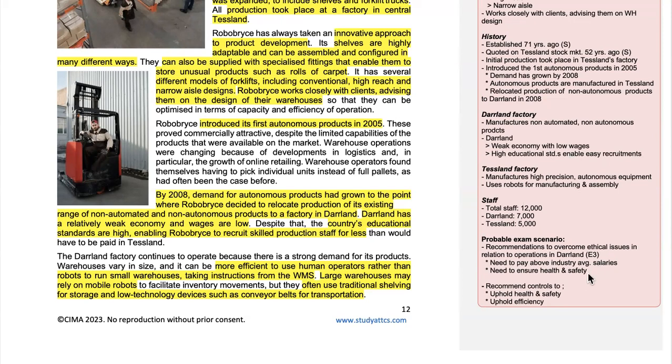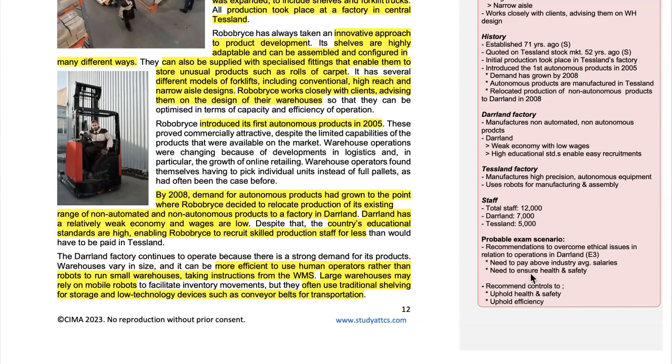So if we are to run the business in an ethical manner, we need to pay above industry average salaries. When developing your answers, if a certain scenario such as this is thrown at you, you have to make sure that you mention this point: in order to operate in an ethical manner, although the industry average wages are low, we have to pay above industry salaries in order to be ethical when operating within this country.